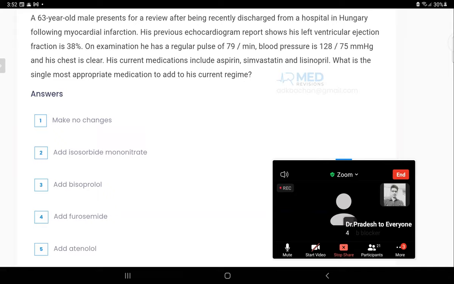Okay, let's read it. First thing is, what's the most appropriate medication to add? First thing is, see what medication he's taken. Secondly, look at what he has been diagnosed with. So he's taking aspirin, simvastatin and lisinopril. He's been diagnosed with a myocardial infarction. Do you guys remember what are the medications that we add for MI? The basic medication thingy, we had talked about it.